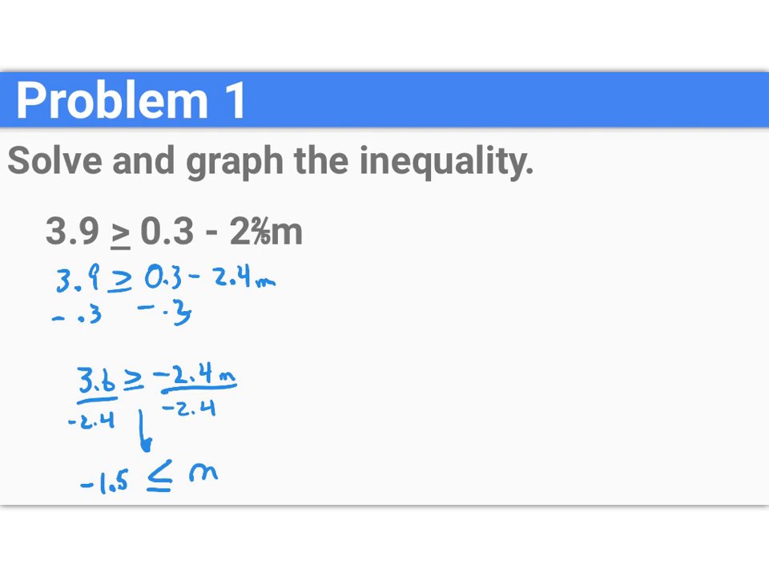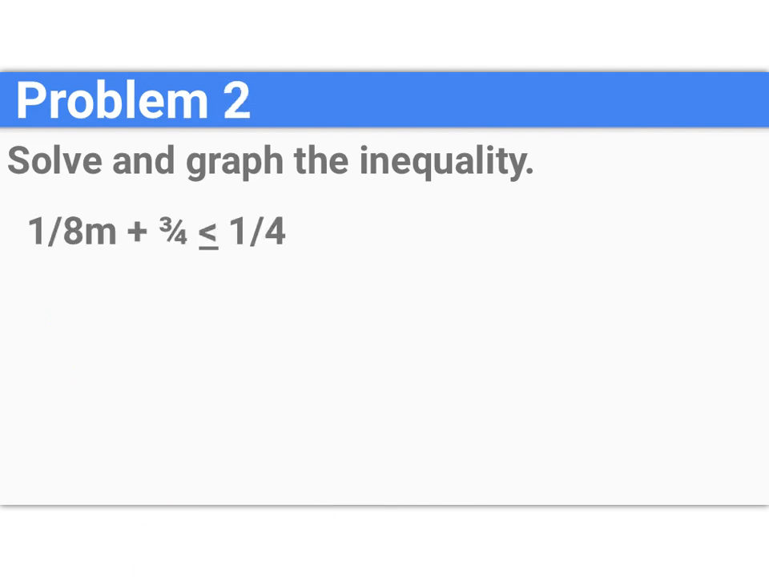And I'm going to rearrange the whole thing, putting the m on the left. m is greater than or equal to negative 1.5. And when we graph that, 0, negative 1.5, and all numbers bigger than negative 1.5, including negative 1.5 because it's underlined.